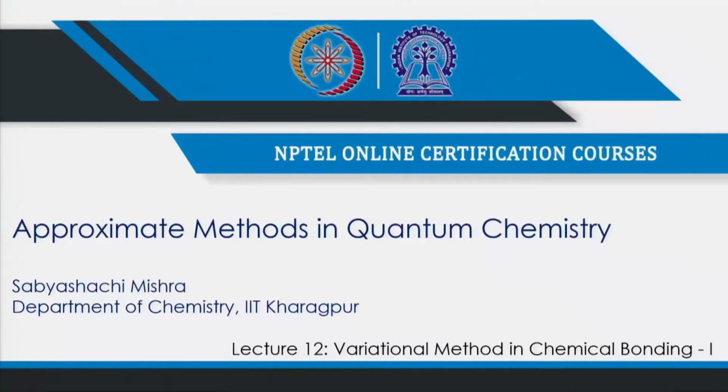In the last few lectures, we have been discussing the variational principle and, in particular, the linear variational method. We have seen how we can work out linear variational problems. Now in this lecture, we will apply the linear variational principle in one of the most important topics in chemistry, that is, chemical bonding.